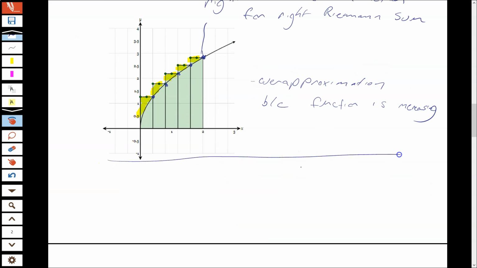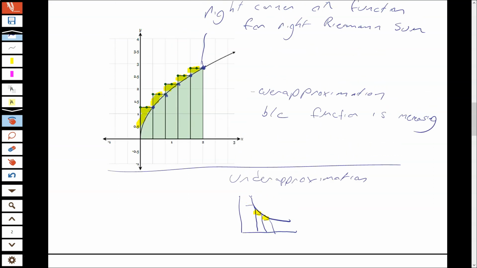So an under approximation for a right Riemann sum. If I draw a decreasing function and I put the right corner on the function, notice I suddenly have an under approximation. So right Riemann sums are over approximations when the function is increasing, and under approximations when the function is decreasing.